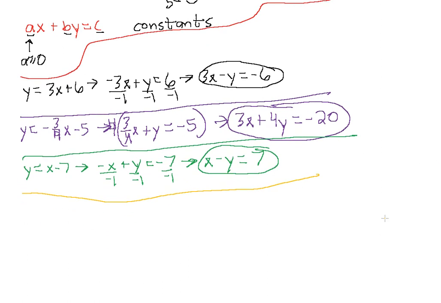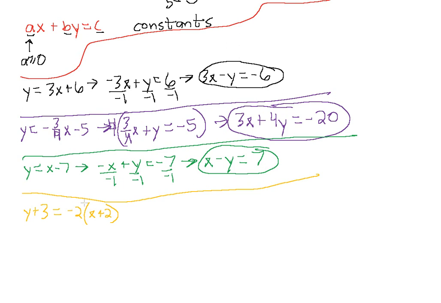Alright, let's take a look at a few more. Let's take a look at some equations in point-slope form. These were in slope-intercept form. Let's convert some point-slope form equations into standard form. So we have y plus 3 equals minus 2 times x plus 2.